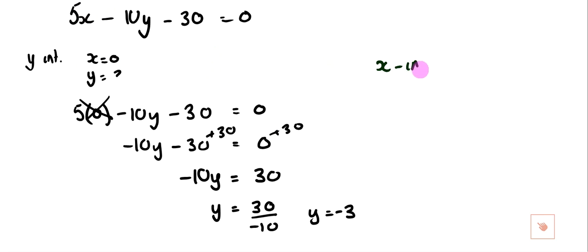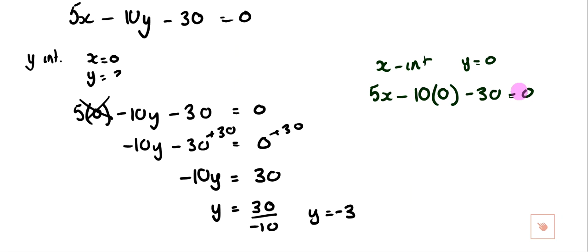And then of course the x-axis intercept will be 5x minus 10 times 0, because y is 0, minus 30 equals 0. So then we've got 5x equals 30. Now here's a question. Is it minus minus? No, it's plus. Is it minus minus plus? So do we change it to plus 30?